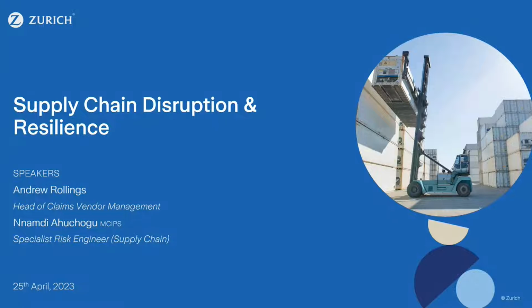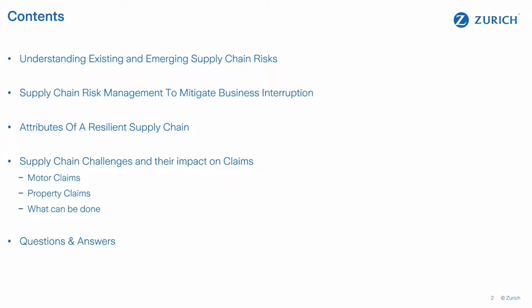The second person you'll then hear from is Andrew Rawlings, and Andrew is our Head of Claims Vendor Management in Zurich in the UK. So he spends his time daily working with Zurich's vendors to understand what the issues are and ensure that we continue to meet our customers' needs when they have claims. So Andrew is well aware of many of the issues that they face, and also the work that we are doing to try and manage those issues. So without further ado, I'll hand over to Nnamdi, who's going to talk us through some of the big risk factors that are causing some of this disruption.